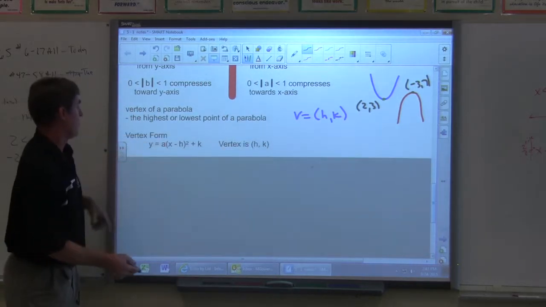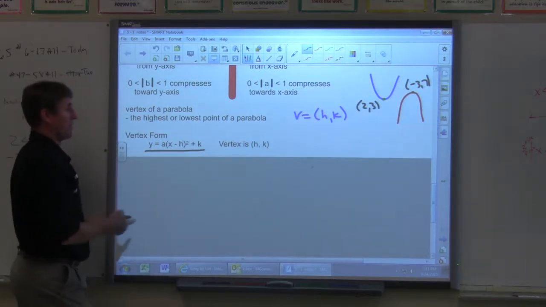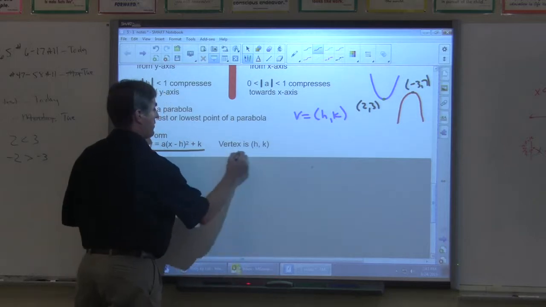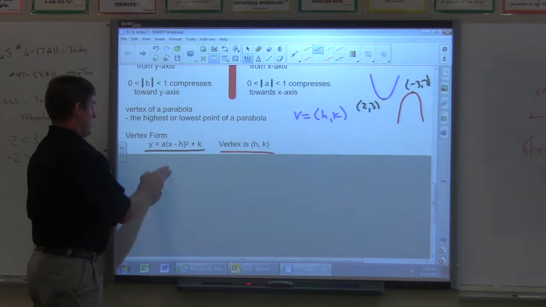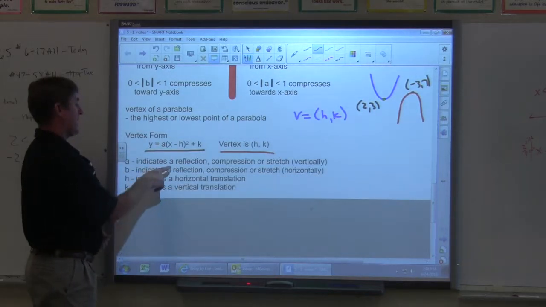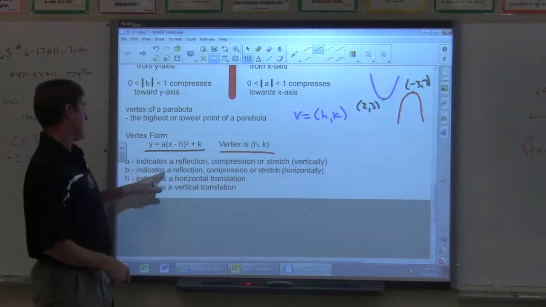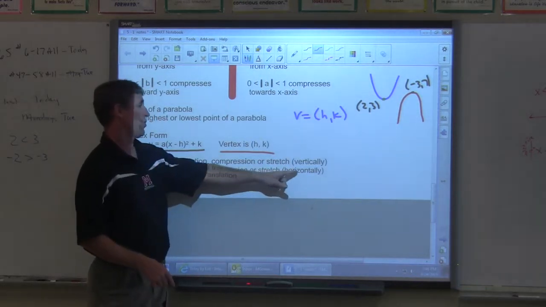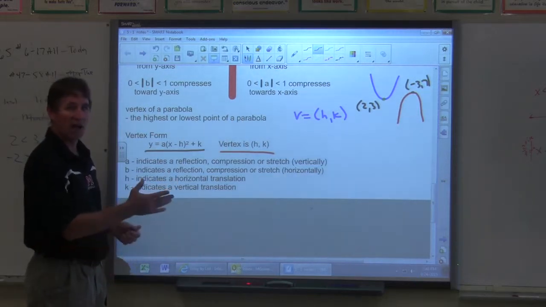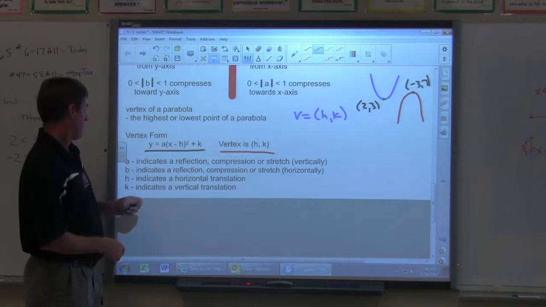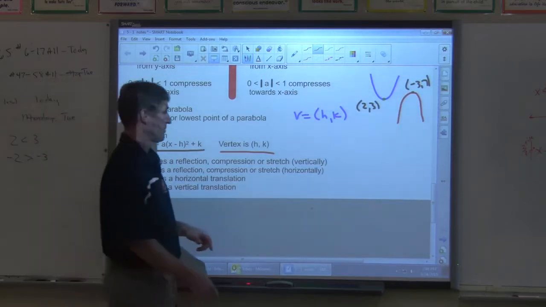So, vertex form, again, what we talked about, really similar to the absolute value. The vertex is hk, which we just went over. So, A indicates a reflection, compression, or stretch vertically. B indicates a reflection, compression, or stretch horizontally. H indicates a horizontal translation, or slide or shift. And K indicates a vertical translation, slide or shift.